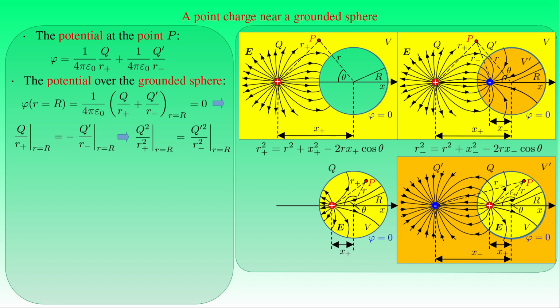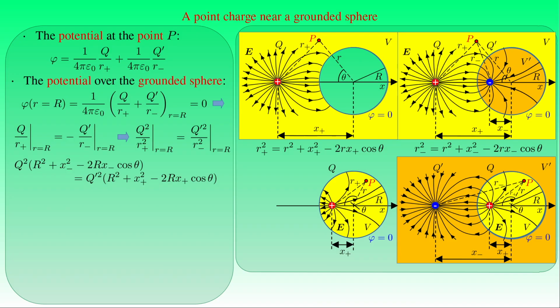By substituting the expressions obtained for the distances r sub plus and r sub minus into the condition, we can write the equation stating that q squared times the quantity of R squared plus x sub minus squared minus 2 times R times x sub minus times cosine theta is equal to q prime squared times the quantity of R squared plus x sub plus squared minus 2 times R times x sub plus times cosine theta.